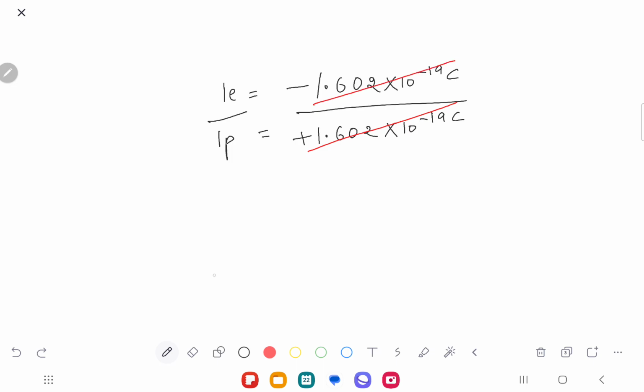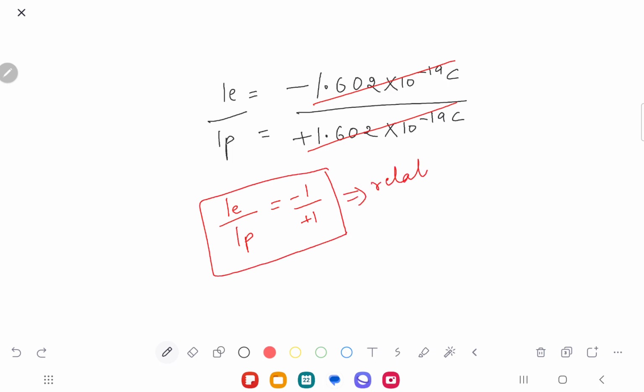So this gets cancelled. The value of 1 electron upon 1 proton shall be -1 over +1. This is my relative charge. Relative charge means a comparative charge, a comparable charge. Like I would just say the values are the same. A 1:1 ratio means ratio never gives you the exact values. Ratio gives you an idea.